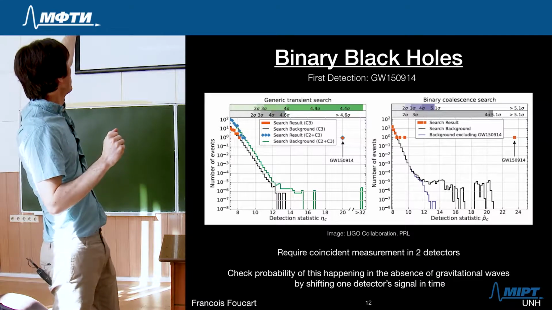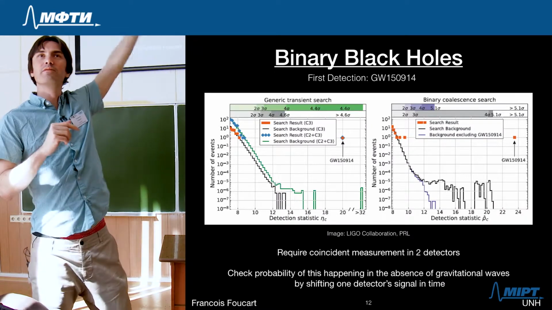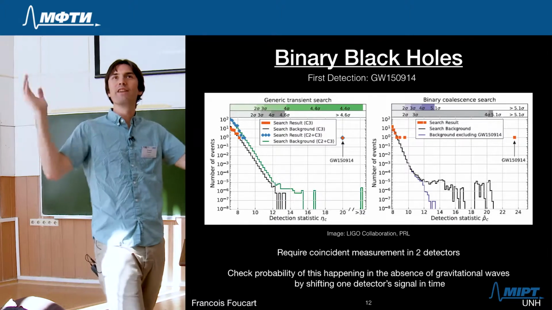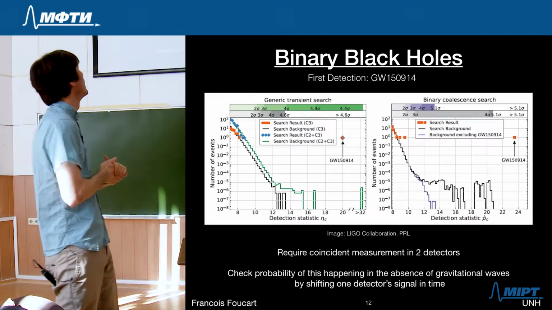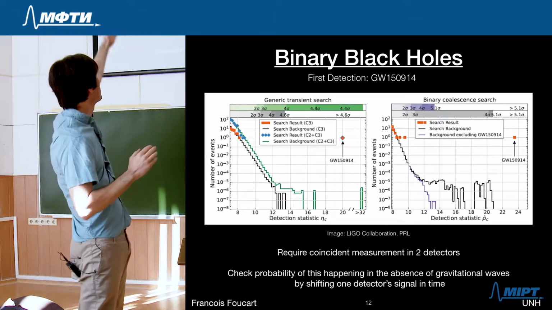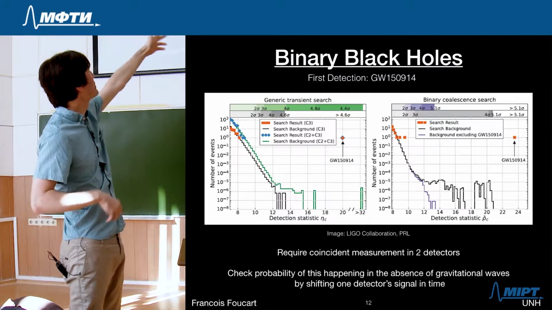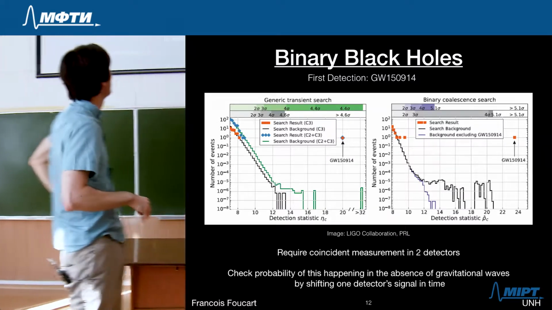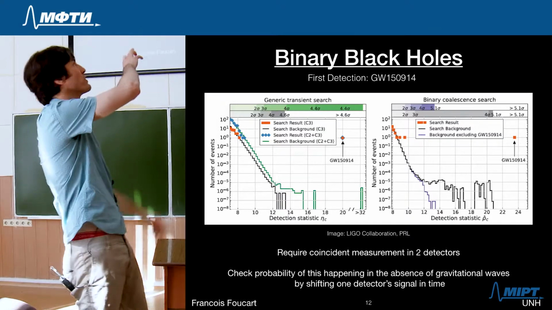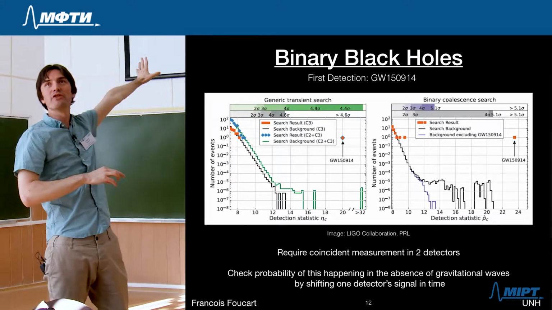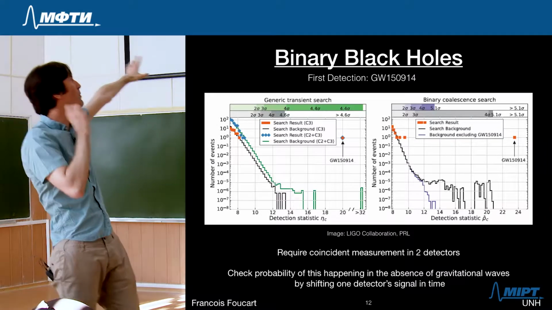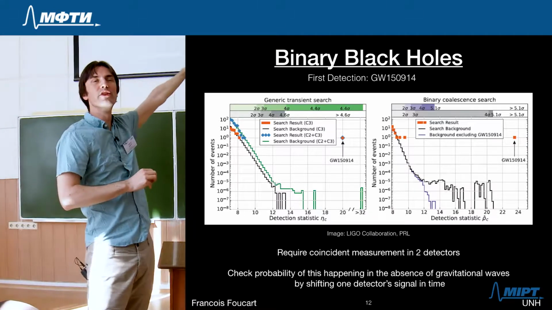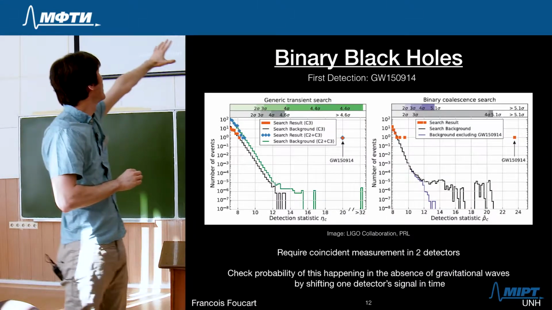And you can see what kind of signal to noise you get for those random fluctuations of the noise in the two LIGO detectors. Those are the green and black curves on the left and the black and blue curves on the right. These are for the two different searches. The one on the left is the one that doesn't assume a specific waveform. The one on the right assumes that we know what the waveform looks like.